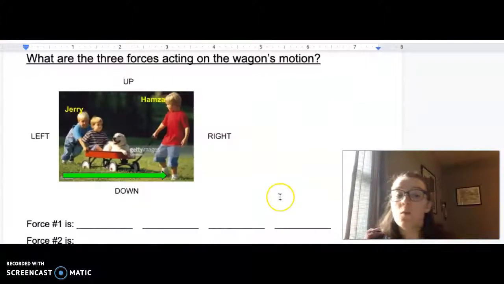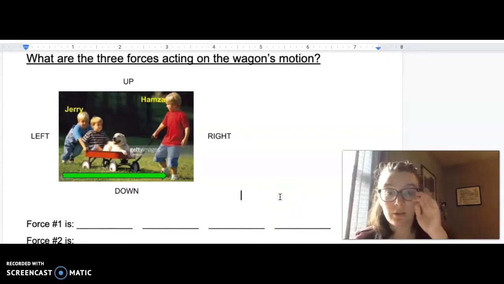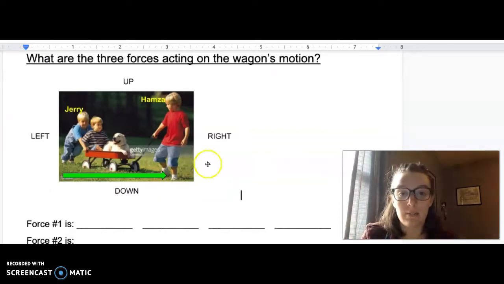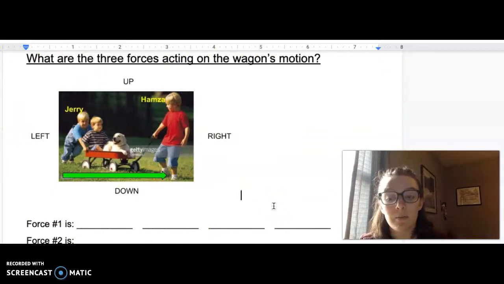Okay, I'm going to do one more with you, and then your Google form is going to be the 3rd force on this picture. So your Google form is going to be answering this picture right here. Sorry, I'm pointing at the picture, which isn't helping you, so I'm going to circle it. Now, force 2 is the tricky one, because I think this is tricky because it's not in the picture.